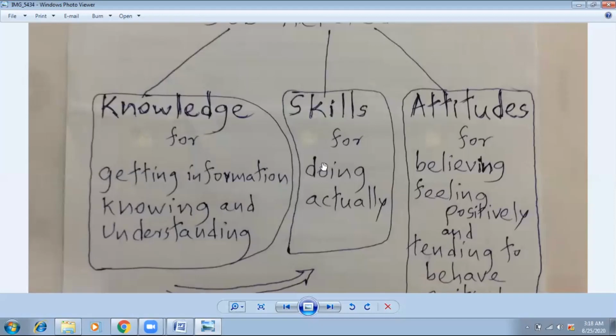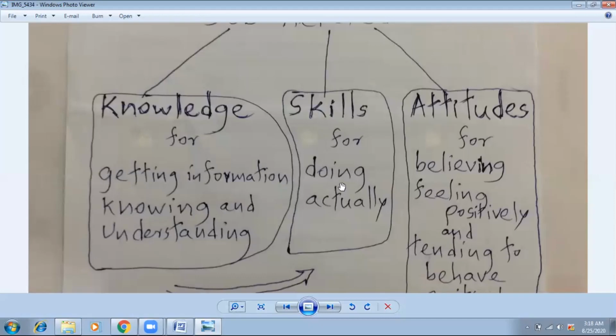Then skills are for doing actually. By using that knowledge, you have to work actually. If you are an employee, you have to perform. There is a job for you to perform. So skills are for doing actually.